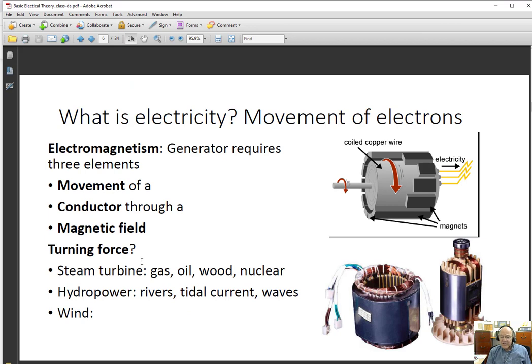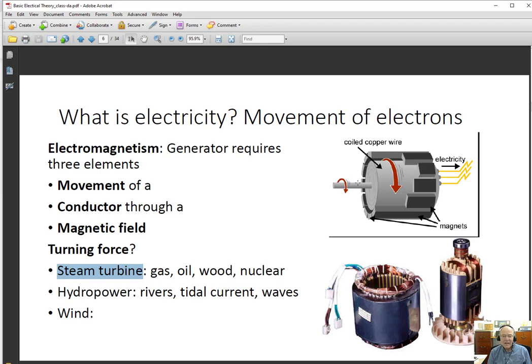Now, what can you use to have this thing turn? Well, you can cause this thing to turn in all kinds of ways. The most common is a steam turbine. In other words, you heat up water till it turns into steam and force it through a turbine. The turbine then moves, and it's attached to generators.